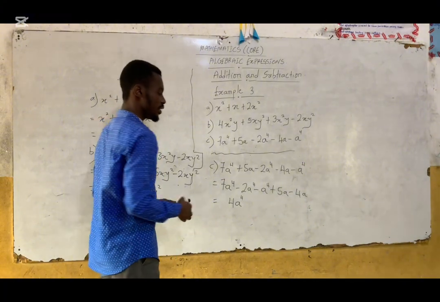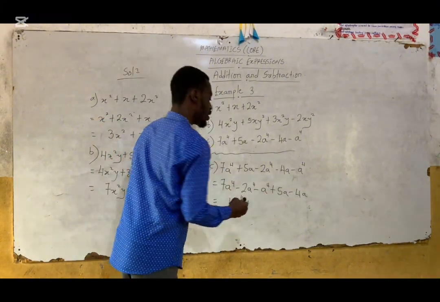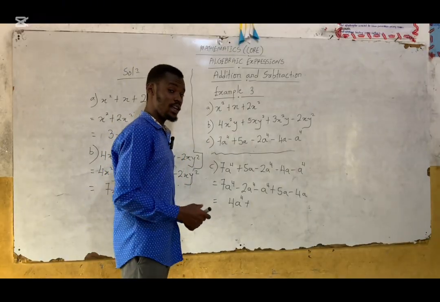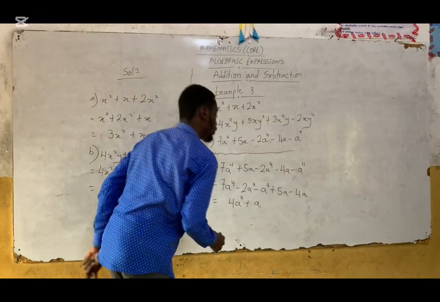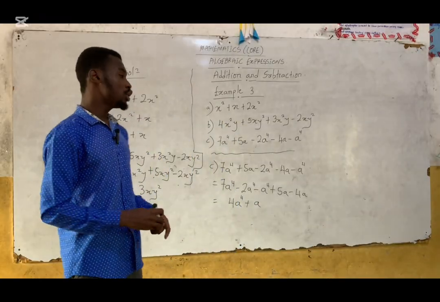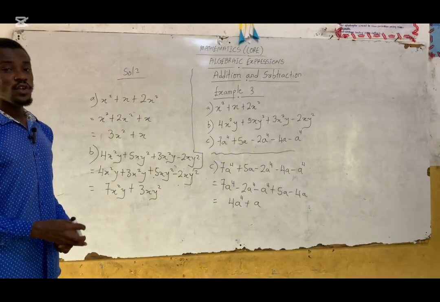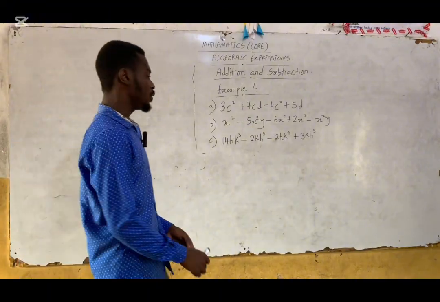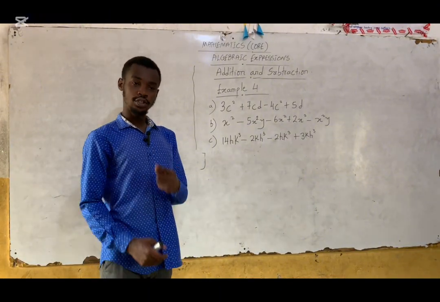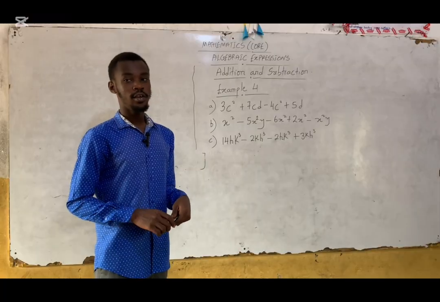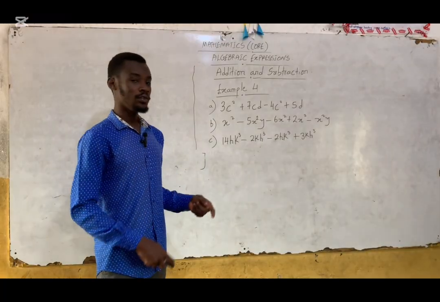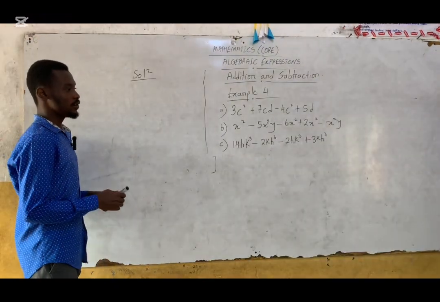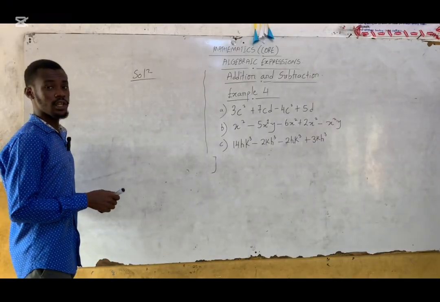Plus, what is 5a minus 4a? We are going to get 1a, but we don't write 1a, but rather a. So this becomes our answer. Make sure you copy the solutions. You are going to solve the next set on your own. Make sure you pause the video and then you solve. If you copy, God is watching you. So pause the video and solve. Alright, so let's head to the solutions. Please pause the video before you watch the solutions.